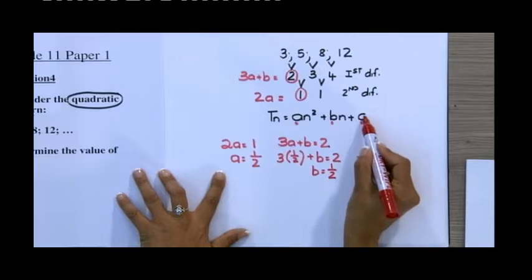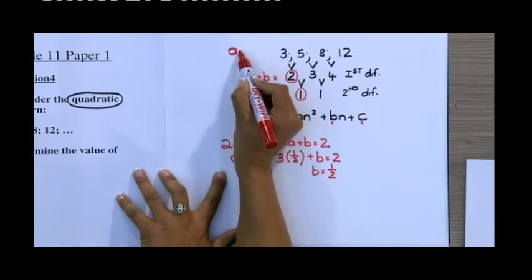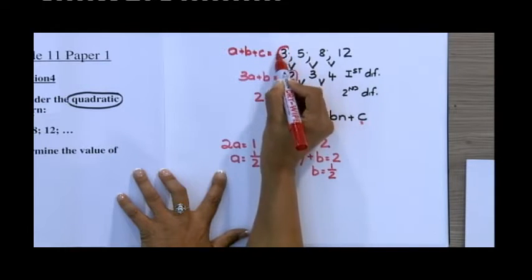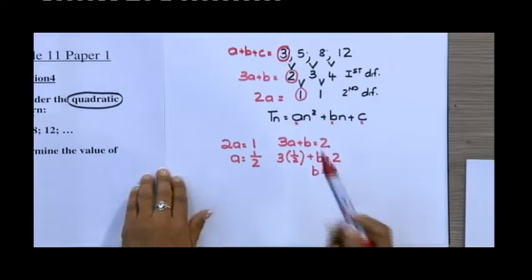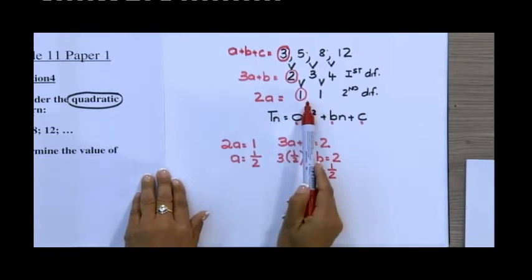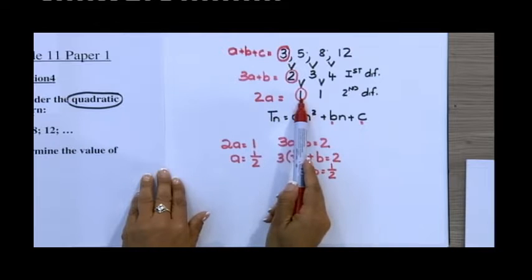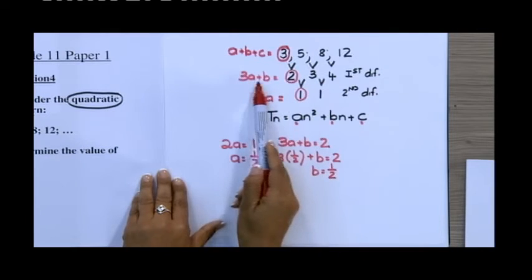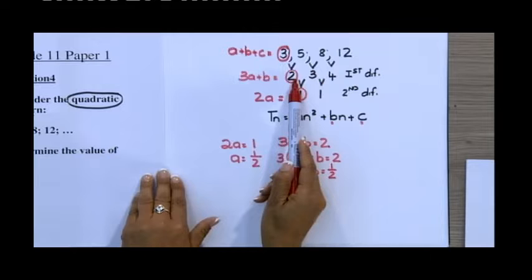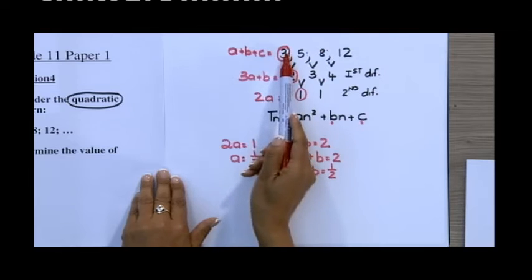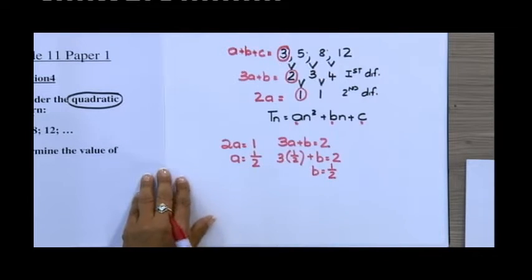The only variable that you must still go and find is c, and we use the formula a plus b plus c is equal to 3. Now grade 11s, these formulas do not change ever. So you always say 2a is equal to your second difference. 3a plus b is equal to the first value in your first row, in the second row, and a plus b plus c is the first value there of the pattern that was given.